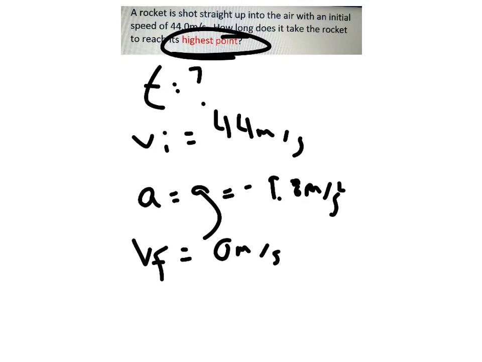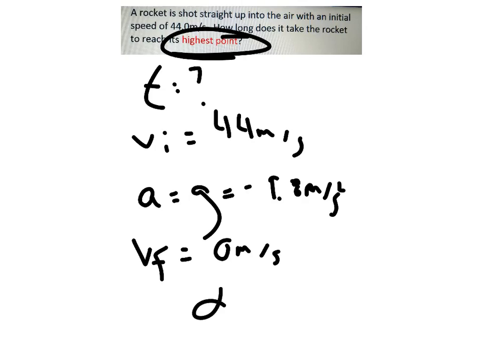This is from the notes, but as it goes up, it slows down. Gravity slows it down to where it reaches its highest point, where it hits 0 vertical velocity, and then gravity is going to speed it up as it comes back down. So there's your 4 pieces of information.